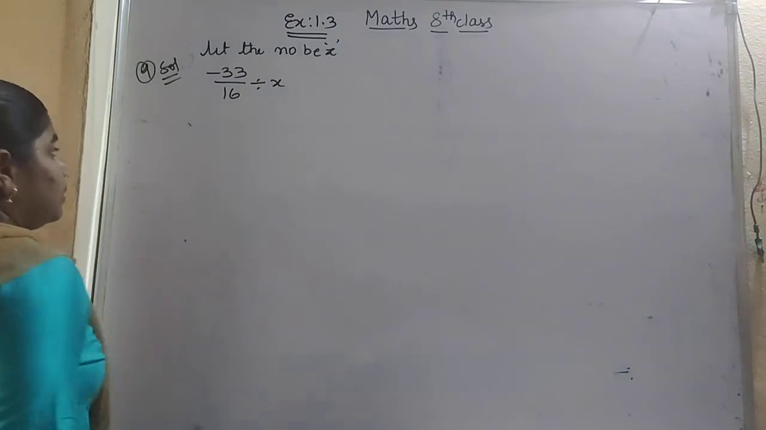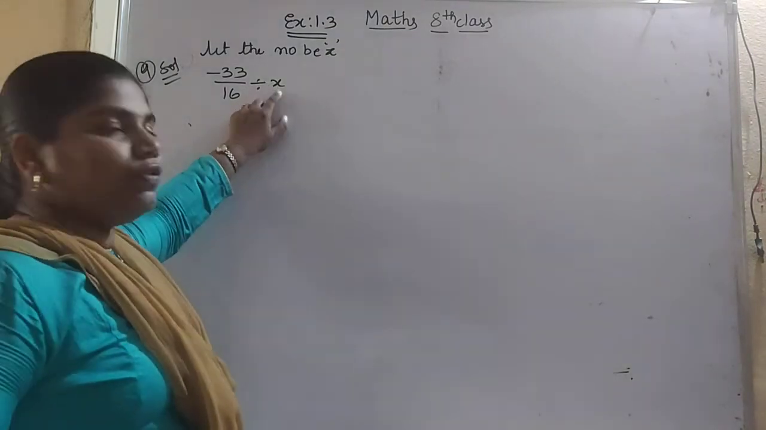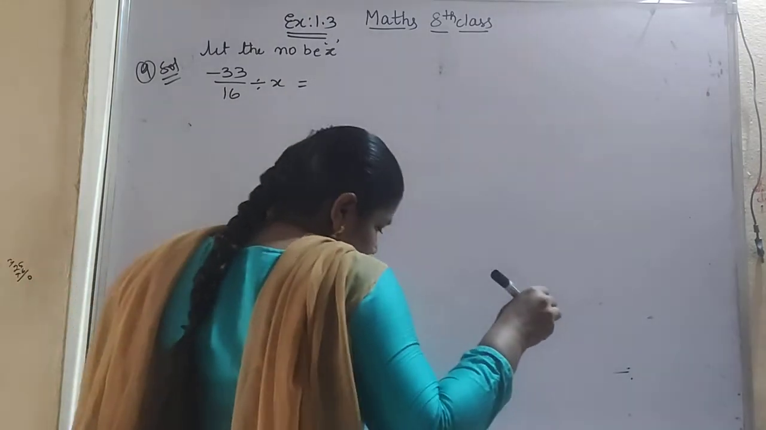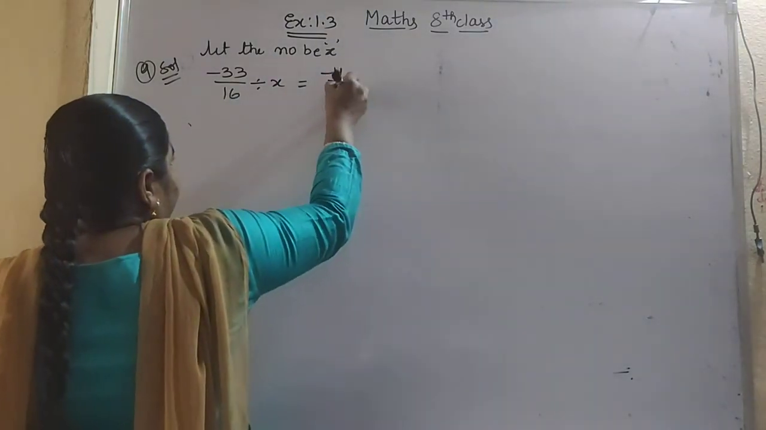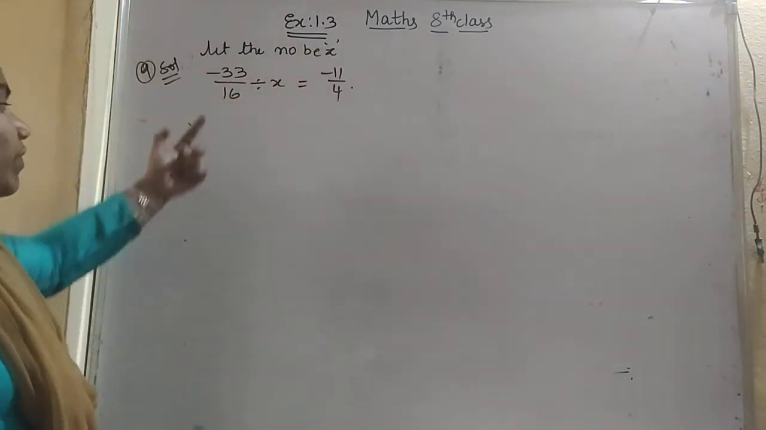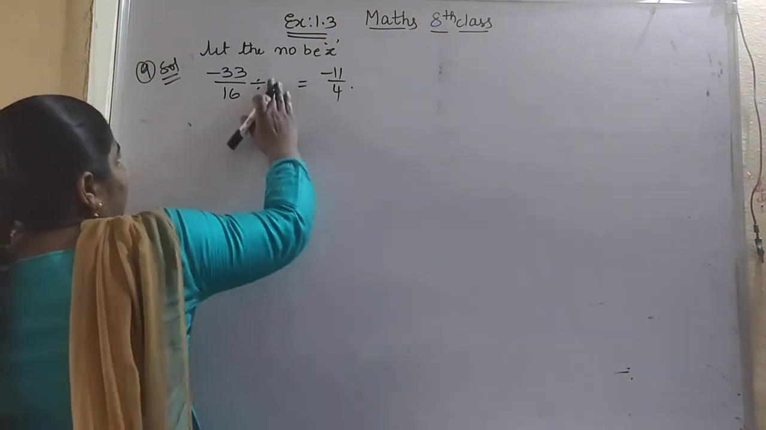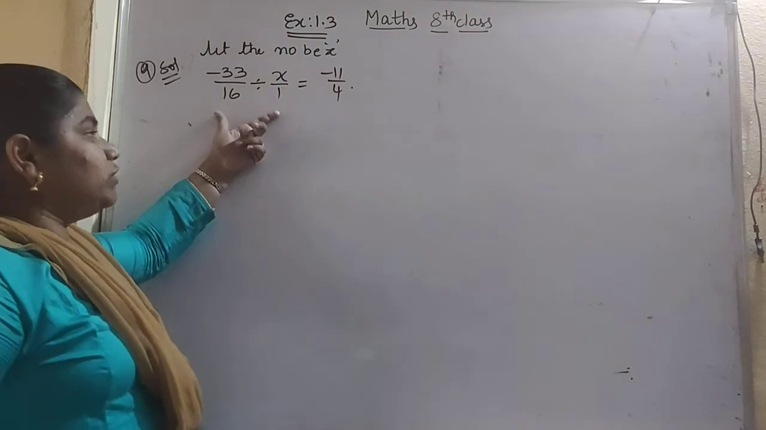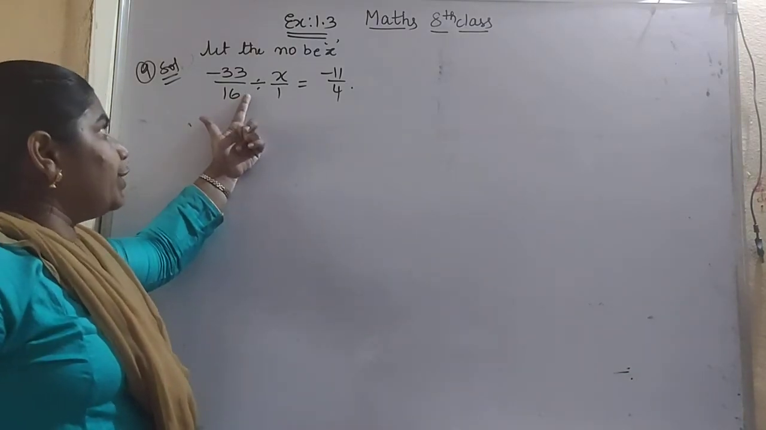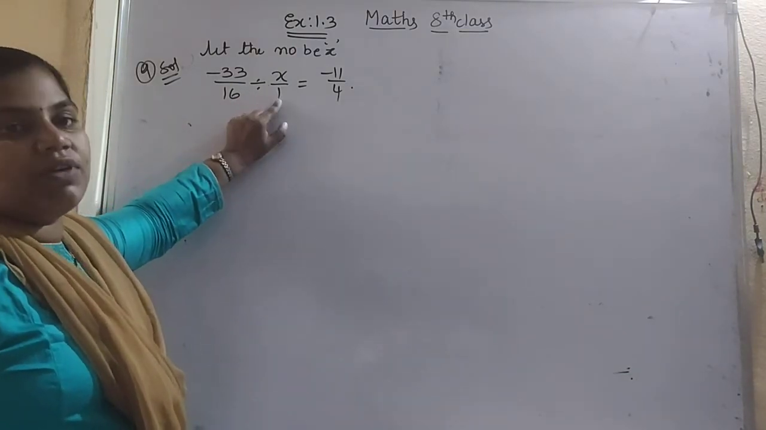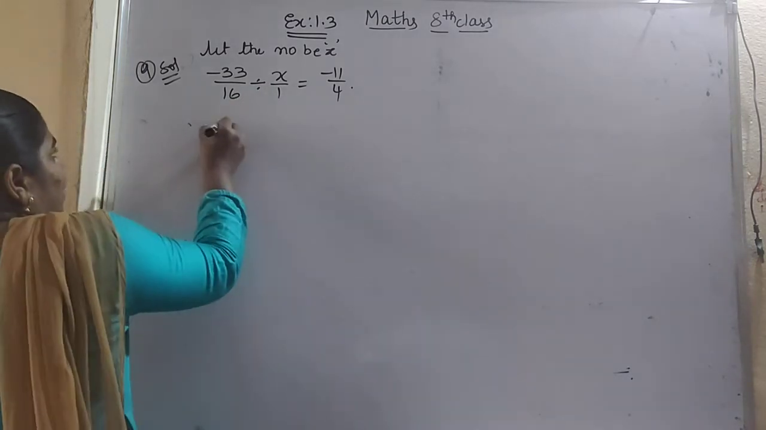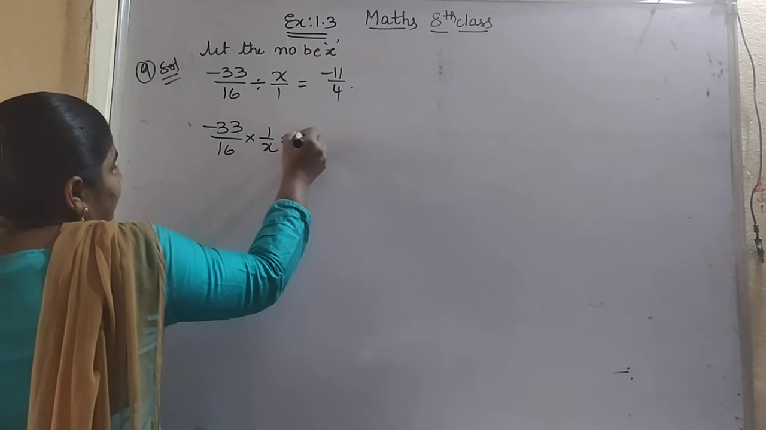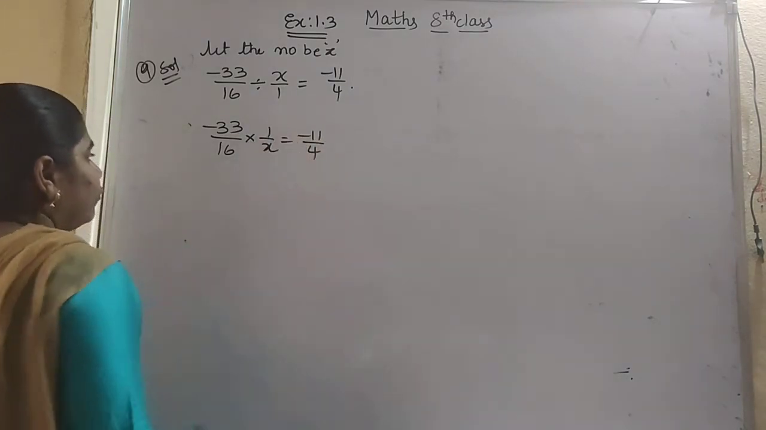So for minus 33 by 16, what number will you divide by to get the result, minus 11 by 4? So how to divide these two rational numbers? The denominator is not there, so we will take it as 1. Division will be converted to multiplication and x by 1 will be the reciprocal. So minus 33 by 16 into 1 by x is equal to minus 11 by 4.